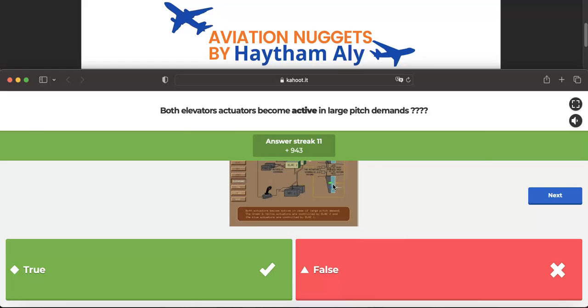In that case, a double pressurization request happens to the actuators of the elevators, and both actuators will operate in active mode, not active damping, in active mode. So yes, both elevator actuators become active in large beta demand request. Okay, everybody. Let's proceed. Next question, everybody.